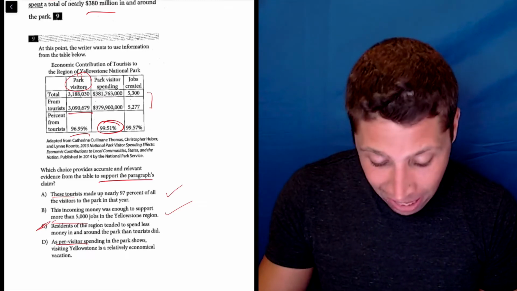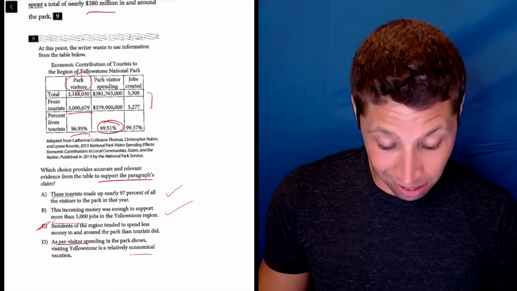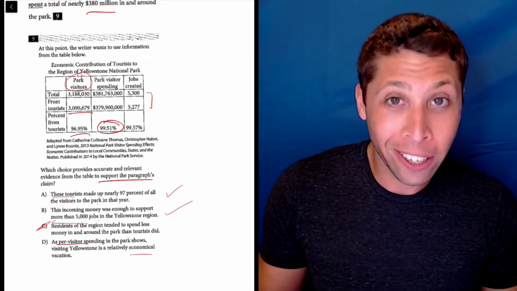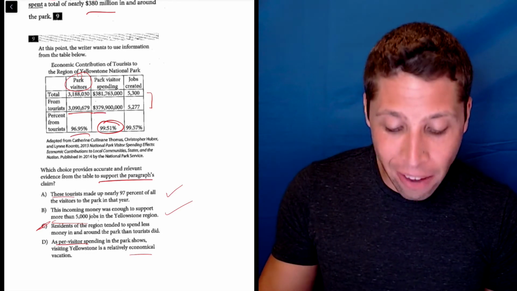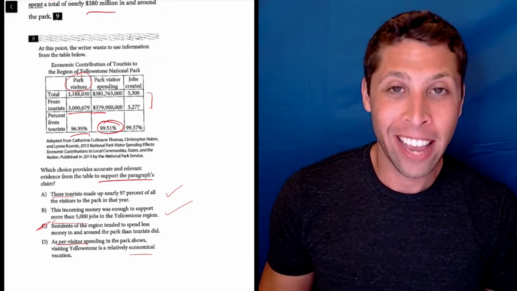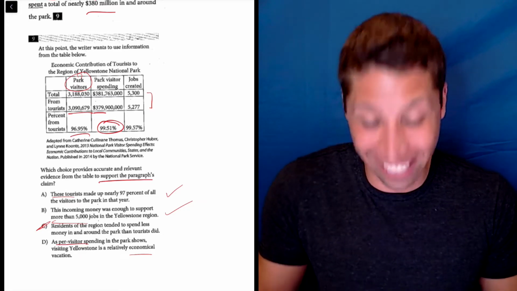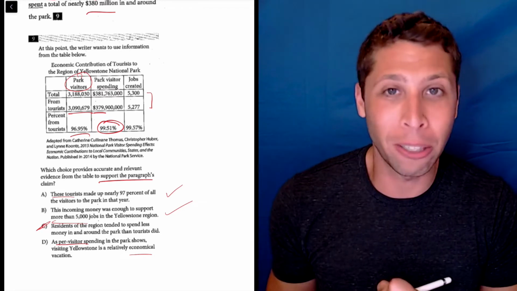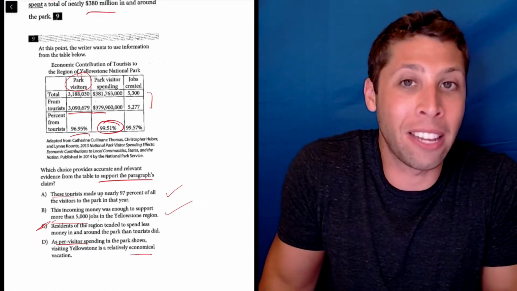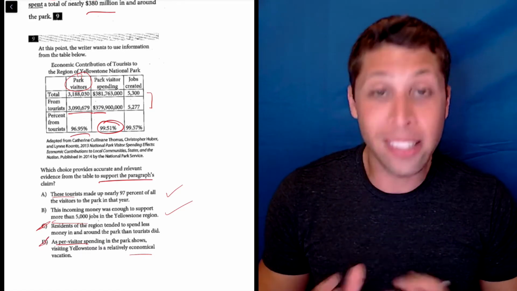So we can see visiting Yellowstone is a relatively economical vacation. I don't see how you could look at this chart and see the number 379 million and think of the word economical as working. It doesn't work. This is clearly saying there's just a lot of money at stake. So I have no idea if going to Yellowstone is a good thing to spend your money on for a vacation. I don't know if it's cheap or not. So this is not talked about.